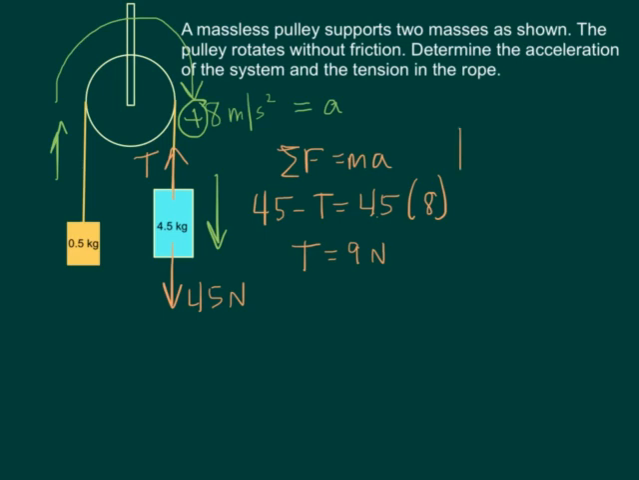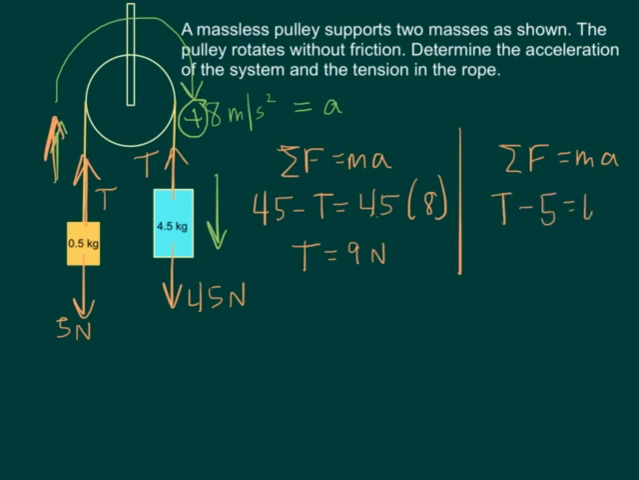If instead I looked at the other object, this object is moving upwards, and so the tension force is helping the object's motion. The weight of the object works against it. And so in this case, I will consider up to be the positive direction. That is, again, consistent with the whole motion of the system. And so T minus 5 is equal to 0.5 times 8.